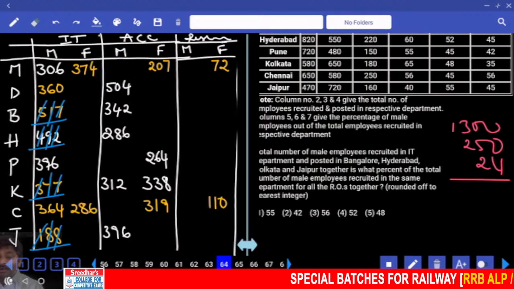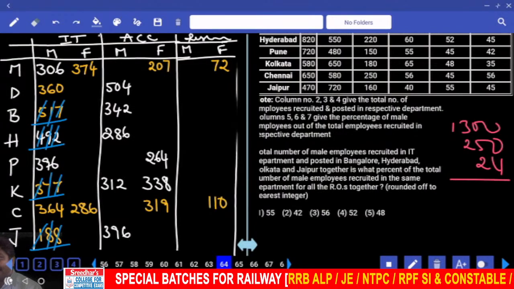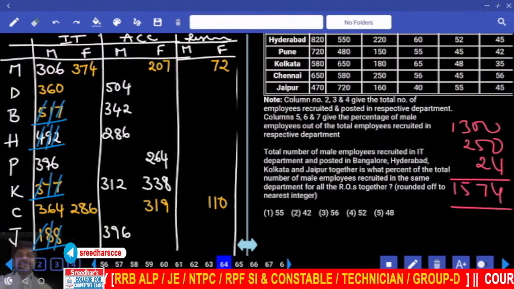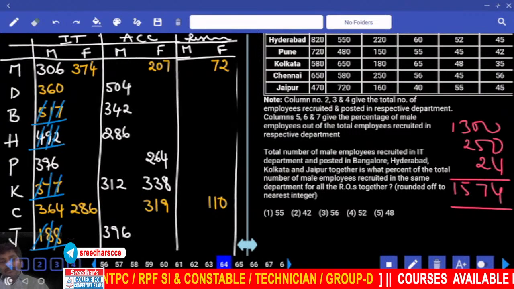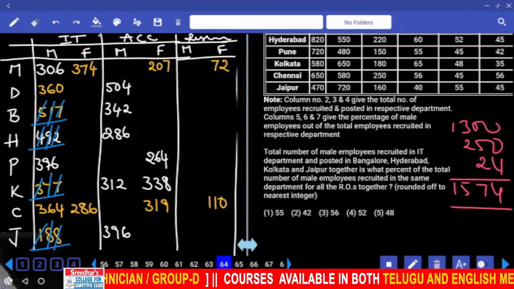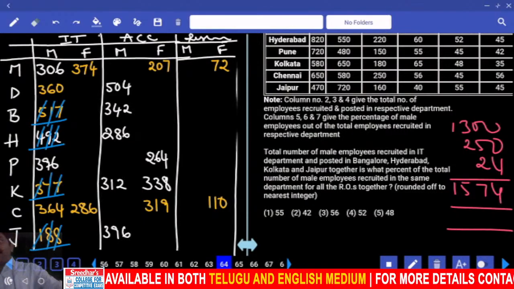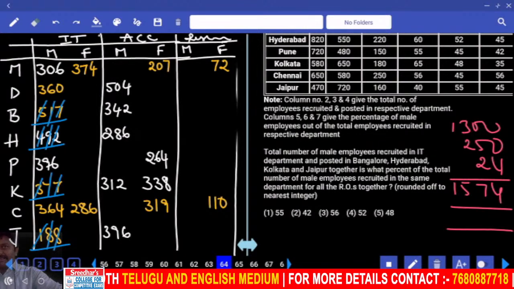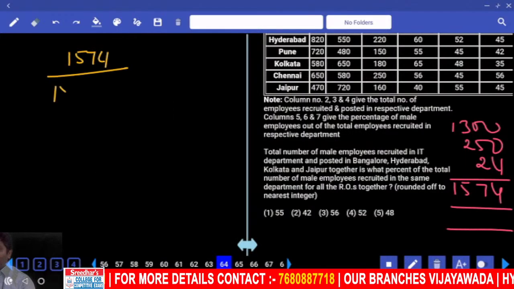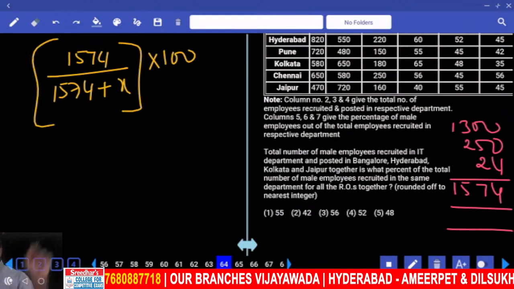1574 upon all the values. Understood? 1574 is sum of how many cities? Remaining how many are there? Who are they? Mumbai, Delhi, Punjab, Chennai. Yes. Add those 4 values. Add it to 1574. When I did 4, you should do the 4. Add those 4 and write that number in the denominator: 1574 plus that number, percentage into 100. This is what you have to calculate.